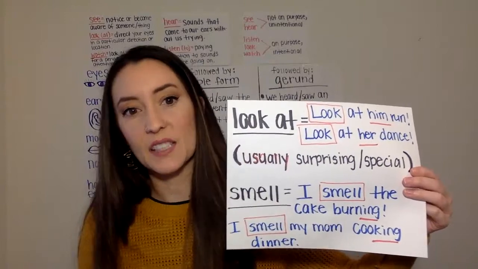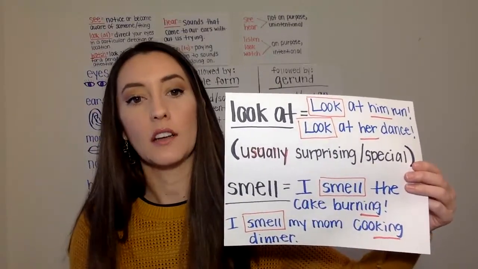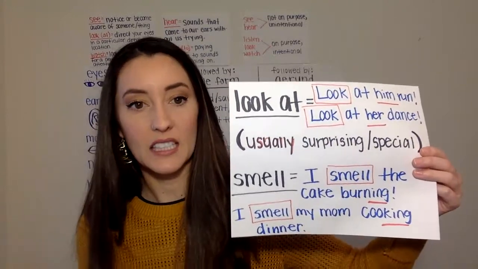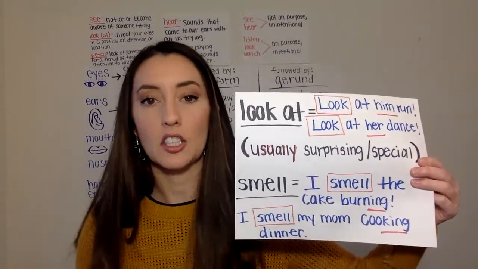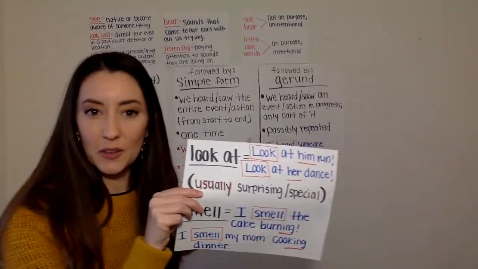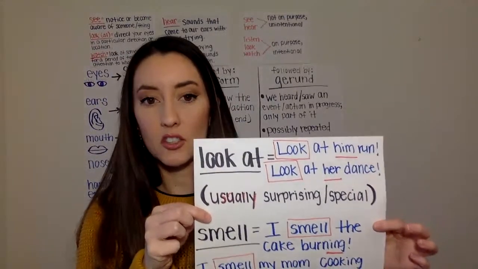We wouldn't say I smell the cake burn. I smell the cake burning with an ing. Or I smell my mom cooking dinner. I smell my mom cooking with an ing dinner. And this will make more sense as we get into the two forms, which we're about to cover, okay? So I'll come back to this in just a moment.